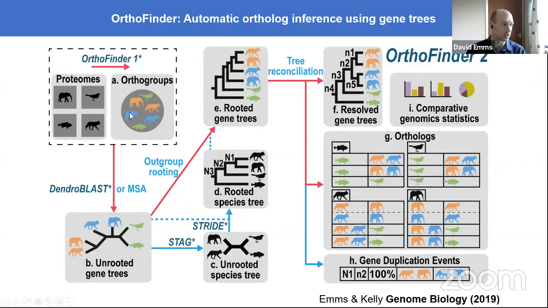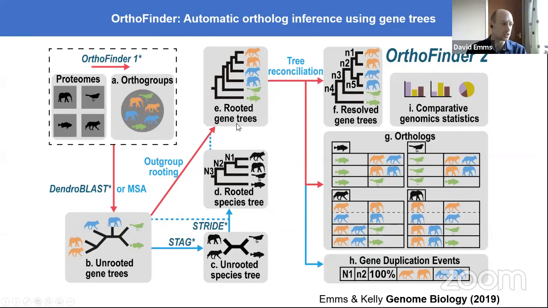So we take the orthogroups that we've inferred, and we infer unrooted gene trees for those orthogroups. Now we need to root those gene trees, because if you put the root in the wrong place in your gene tree, you'll get your orthologs wrong. And then finally, you need to work out what the orthologs are within the gene tree. That turns out to be quite a complicated problem if you want to get the accuracy high. So I'll spend a bit of time talking about that.